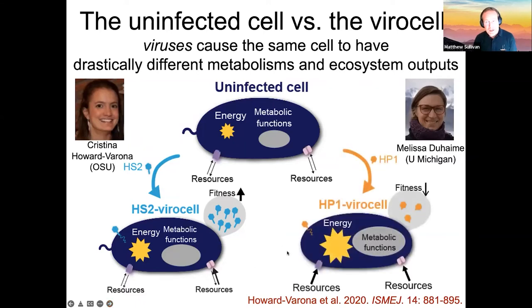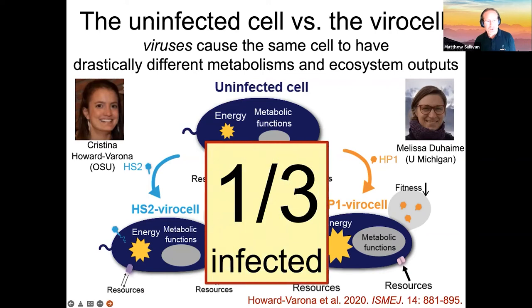When we infected by another kind of virus, a podovirus, HP1, the HP1 virocell used even more energy, had more metabolic functions, and imported a lot more resources because of a genomic mismatch between this virus and the cell. And so what it means is that if you're doing a 16S screen of this particular sample, one of those 16S sequences would be behaving as an HS2 virocell. Another 16S sequence would be behaving as an HP1 virocell. And the third one is the only one that would be behaving in the way that you think of.